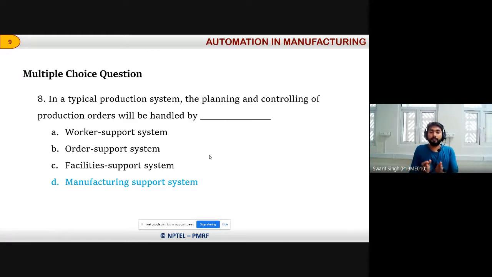Facility support system provides us the facility for producing the components or doing the manufacturing operation. So the first two options are not there in any context. These are the two where you have confusion. In the facility support system we get the facilities and the required components for performing the operation, and the manufacturing support system plans the operation, controls the operation, and does the rest of the things.